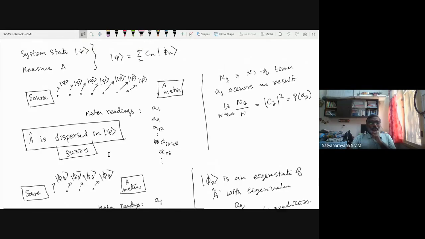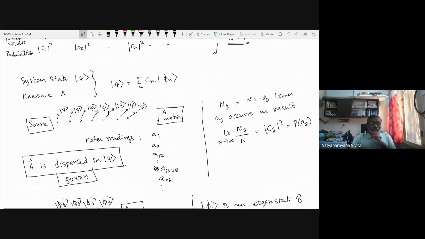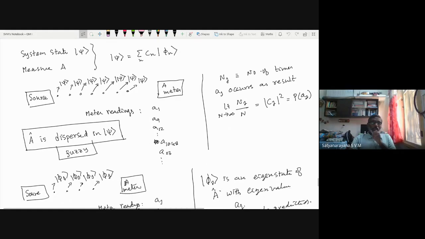What is the difference between these two? Here, this psi is not an eigenstate of A, and hence it can be expanded in terms of the eigenstates of A. So this psi is a linear superposition of eigenstates of A, and this is just an eigenstate of A. If the state of the particle is an eigenstate of A, then the result of the measurement is going to be that eigenvalue. There is no other result that is possible.